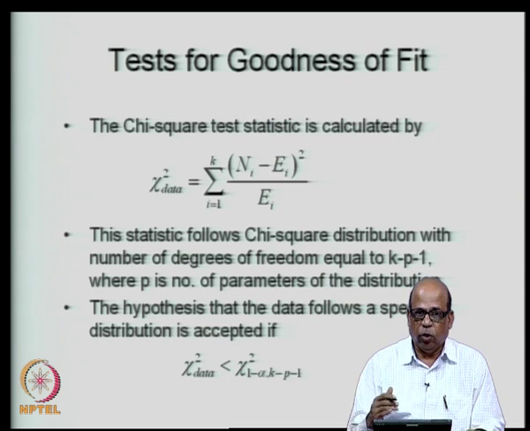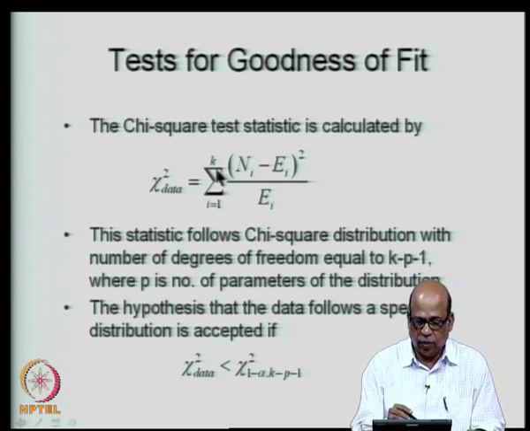This statistic follows a chi-square distribution, which has as its parameter the number of degrees of freedom, that is, k minus p minus 1, where k is the number of class intervals and p is the number of parameters that your distribution has. Say for example, normal distribution has 2 parameters, exponential distribution has 1 parameter and so on. So, for the distribution which you are testing, the number of parameters of that particular distribution is p.